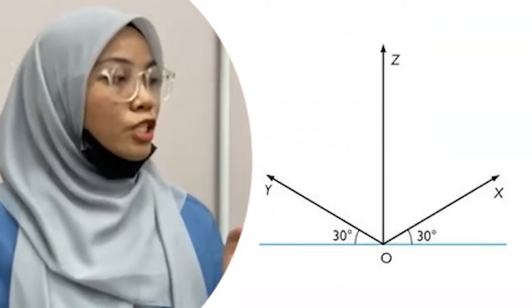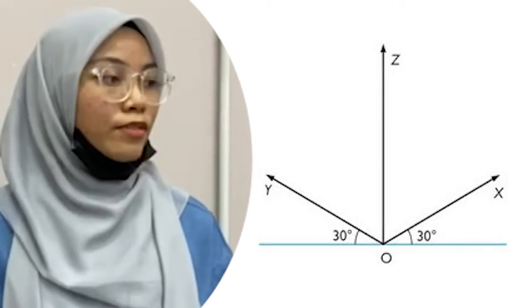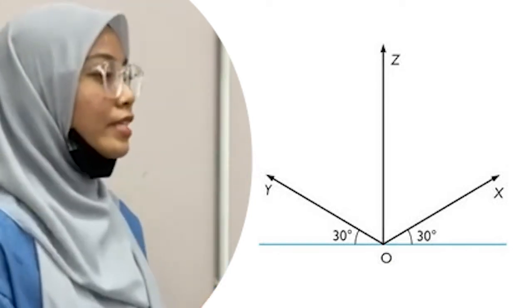Isometric projection is produced using three axes. First, the vertical axis, second, the left axis, and third, the right axis. The left and right axes are produced at an angle of 30 degrees to the horizontal lines. This picture shows the main axes of isometric developed with a 30-degree set square.